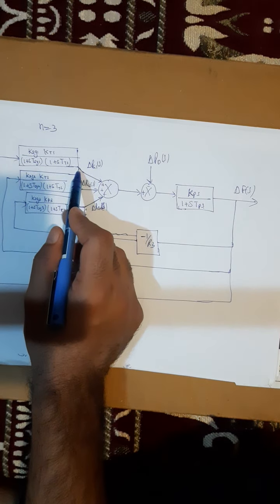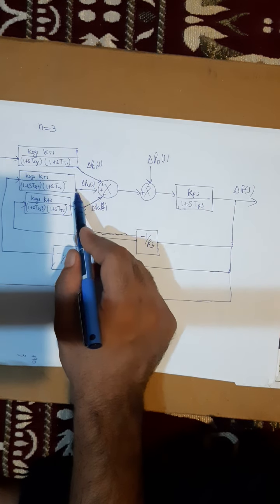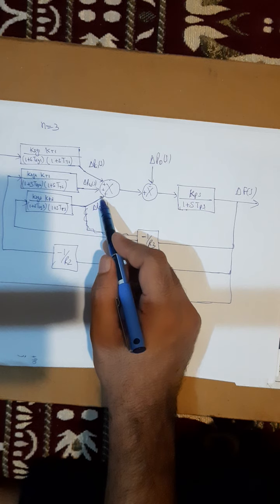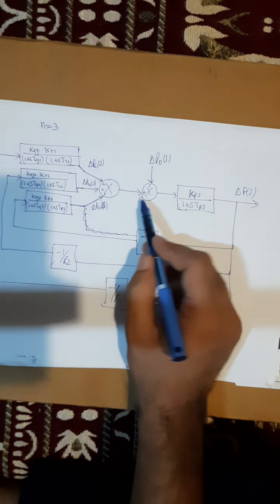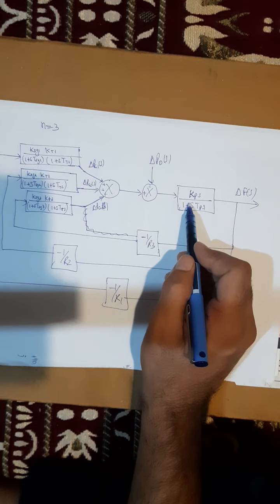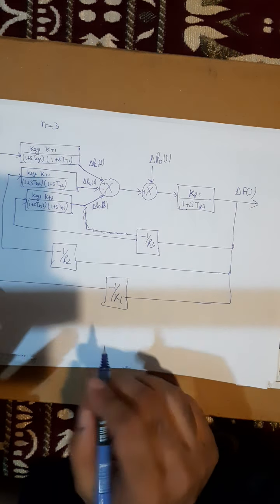So turbine output will be the input to the generator. So this will be the first turbine output, second turbine output, third turbine output, and their summation will be the input to the generator. Okay, so this is how this diagram will look.